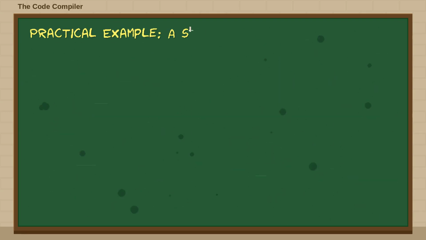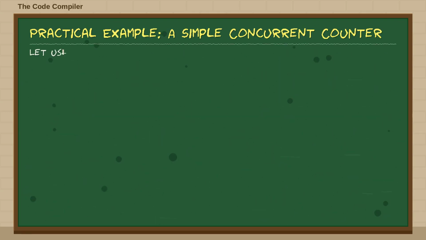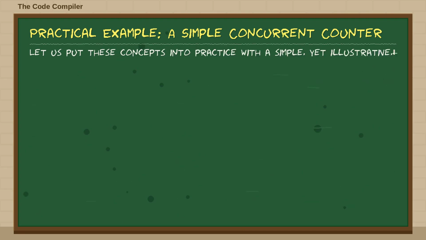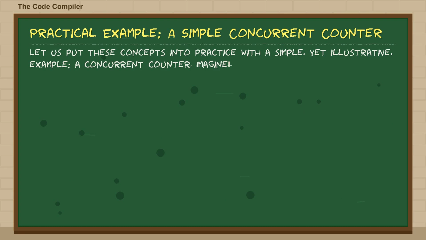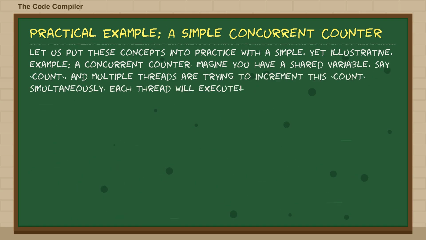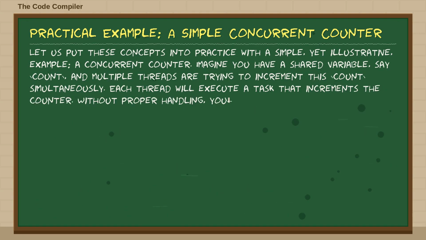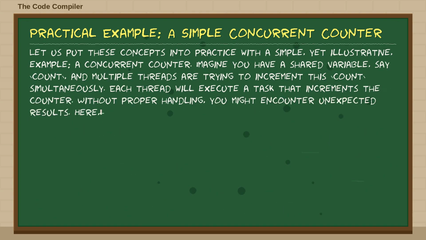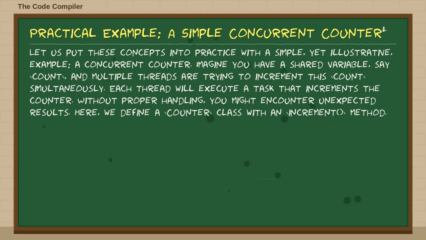Let us put these concepts into practice with a simple, yet illustrative example, a concurrent counter. Imagine you have a shared variable, say count, and multiple threads are trying to increment this count simultaneously. Each thread will execute a task that increments the counter. Without proper handling, you might encounter unexpected results.